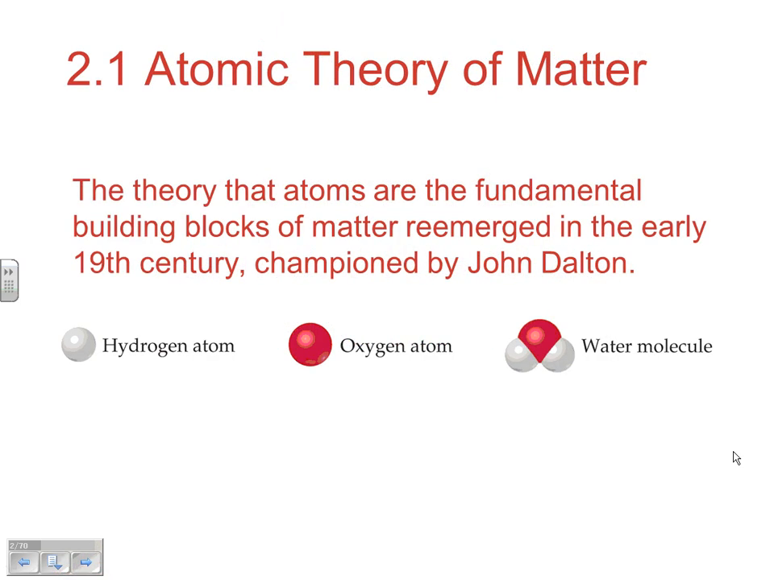Now, Chapter 2 starts out with the atomic theory of matter. The theory that atoms are the fundamental building blocks of matter reemerged in the early 19th century, championed by John Dalton. You may remember from last year, Dalton's atomic theory. For a long time, scientists had been mired in the idea that the world didn't exist as particles, that it existed in fundamentally very different ways. That was really trying to uphold old bad theories, and it was leading scientists down a lot of wrong paths. Once Dalton published his atomic theory, it really was the beginning of modern chemistry, a great look at how the world does exist around us. And it was really the beginning of what we're looking at in class this year.